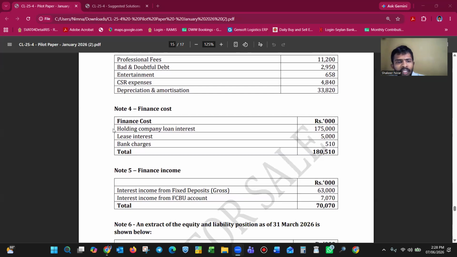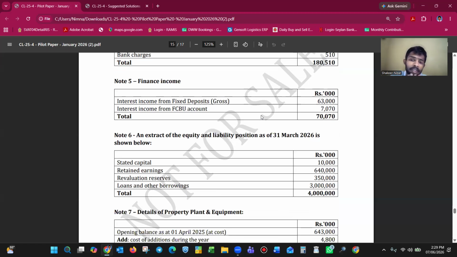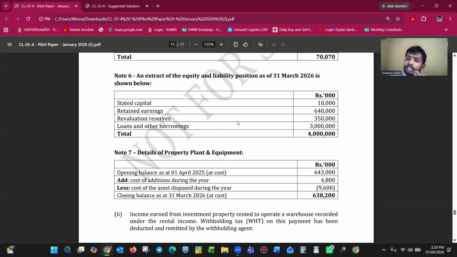Finance cost is given, and the thin capitalization rule applies to it. Finance income is given because this is an investment income. A foreign currency business unit, let's say a USD account or an FD in USD, is not subject to withholding tax deduction, because foreign currency FDs are not subject to 10% WHT on interest. You know that 10% WHT is deducted on interest, as you may have seen on a savings account. Stated capital is given. When calculating thin capitalization, you need to omit the revaluation reserve, otherwise you will end up failing.